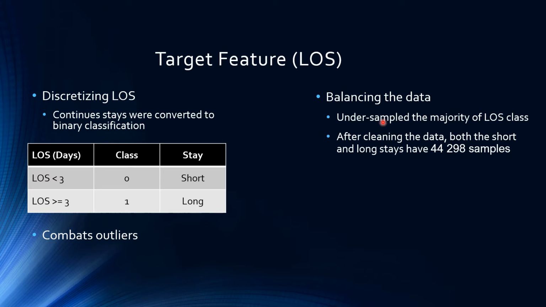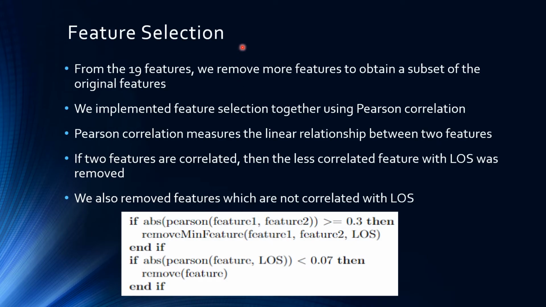We then balance the data and we use undersampling to undersample the majority class. After cleaning the data, both the short and long stays had 44,298 samples.